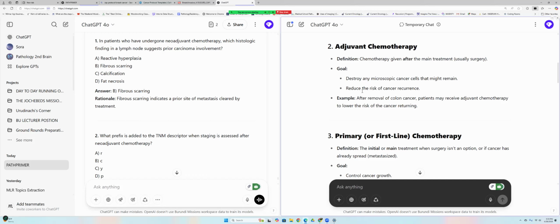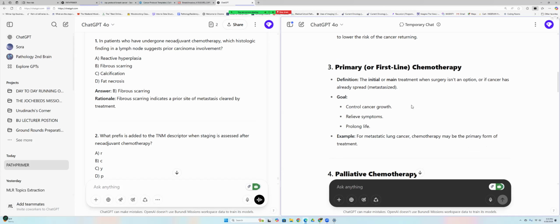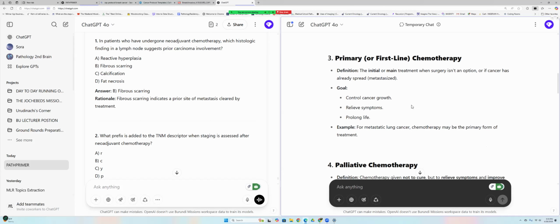It reduces the risk, or sometimes some people will not even give you adjuvant. They will just remove the tumor. And if there's metastasis after the surgery, if they see lymph node metastasis, they go ahead to give chemotherapy. So they do mastectomy with lymph node dissection, and they find out that there was some metastasis. They go ahead and do radiation. That's adjuvant. It reduces the risk of cancer recurrence. After removal of colon cancer, patients may receive adjuvant chemotherapy to lower the risk of cancer returning. So sometimes cancer treatment is not just to do with surgery, it's to do with surgery and chemotherapy.